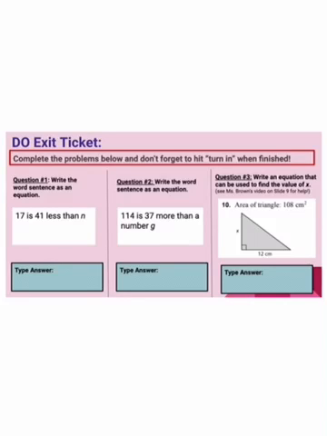Real quickly, I wanted to go over the exit ticket problems from yesterday. This is what you should have for your answers for yesterday. So question number 1, write the word sentence as an equation. 17 is 41 less than n. So we know is another word that can mean equals.